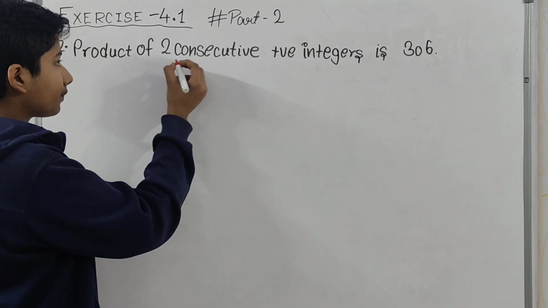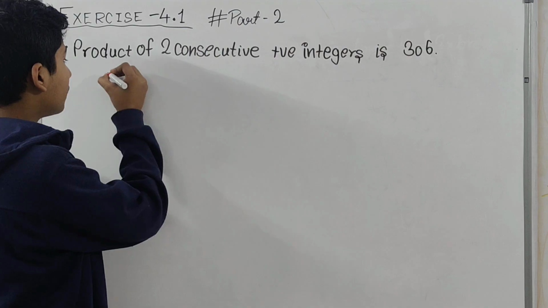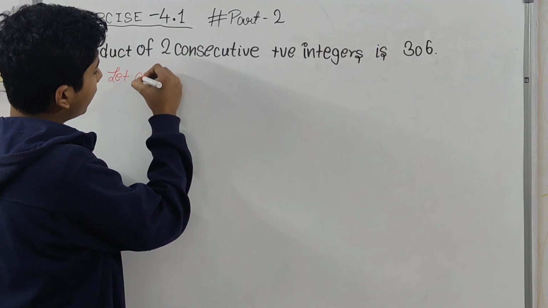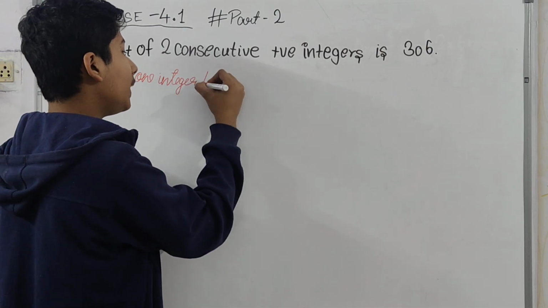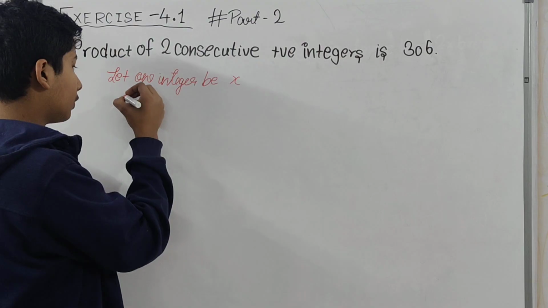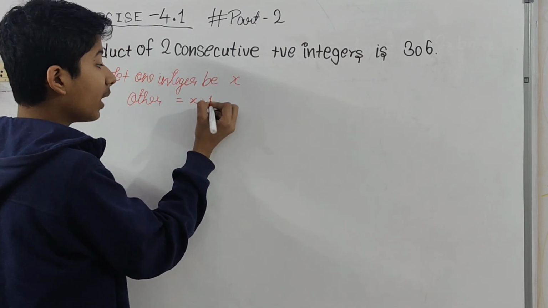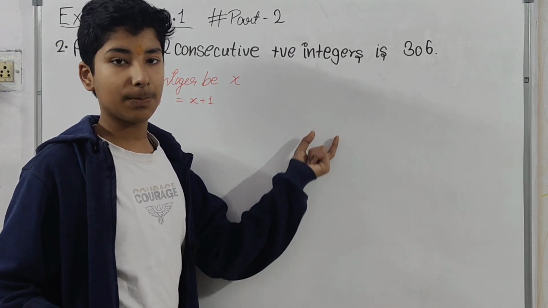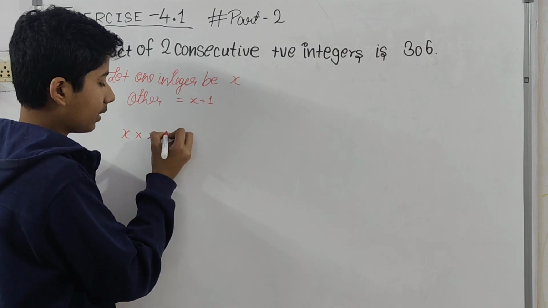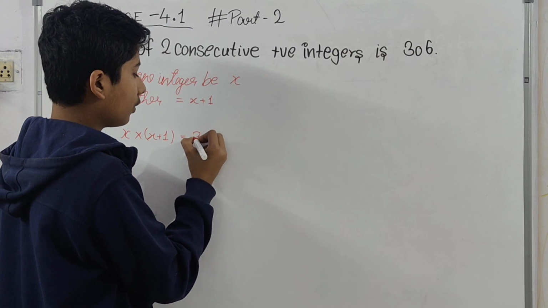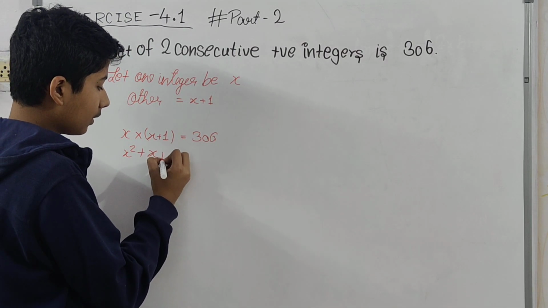Okay, so let's see the product of two consecutive positive integers. Let one integer be x. So the other will be x plus 1, because if one is x, the next one will be x plus 1. Now it is given that x into x plus 1 equal to 306, means x square plus x equals 306.